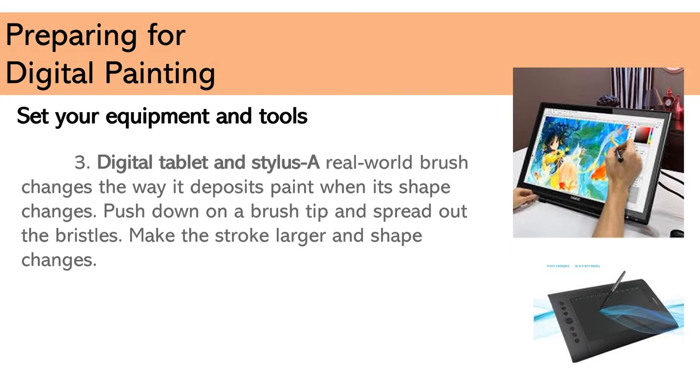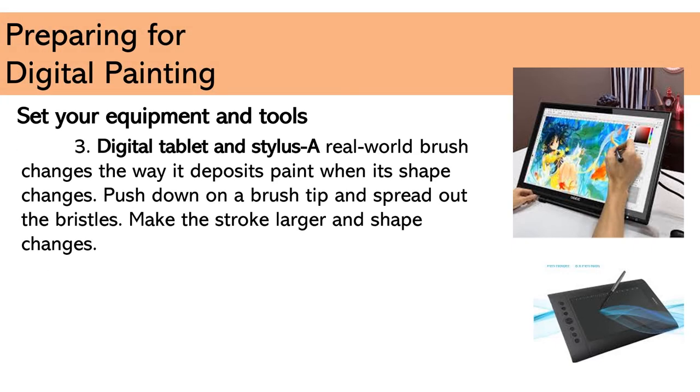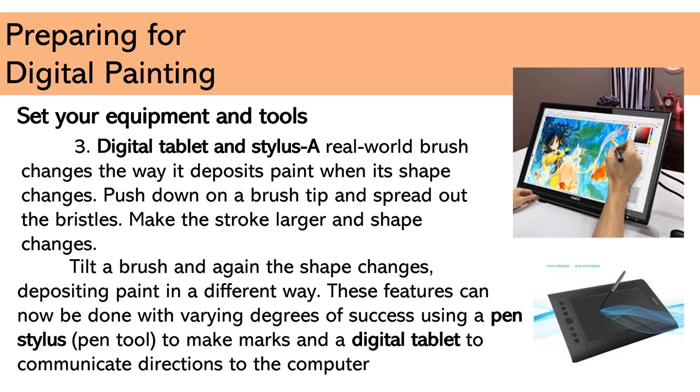Another equipment and tool, a digital tablet and stylus. A real-world brush changes the way it deposits paint when its shape changes. Push down on a brush tip and spread out the bristles. Make the stroke larger and the shape changes. Tilt the brush and again the shape changes, depositing paint in a different way.